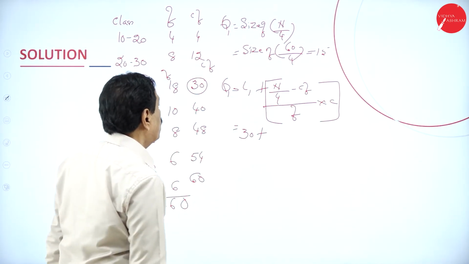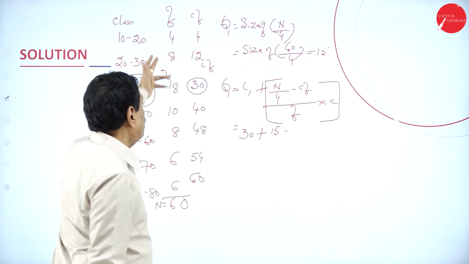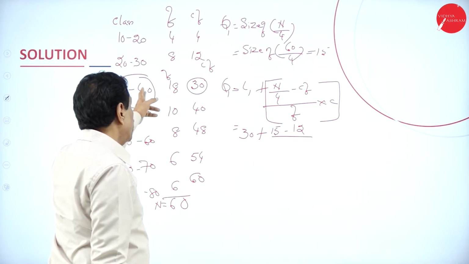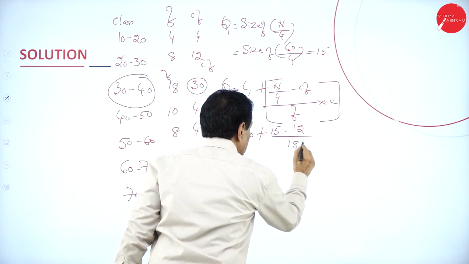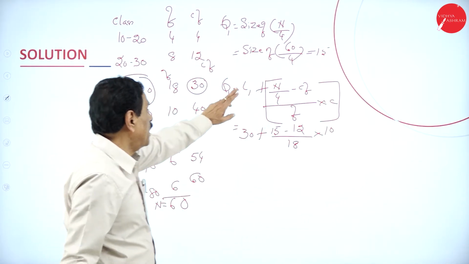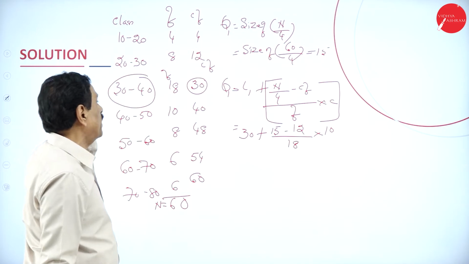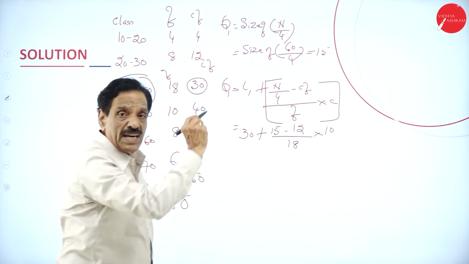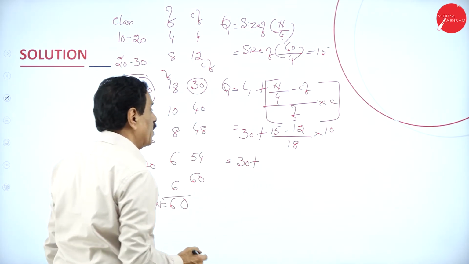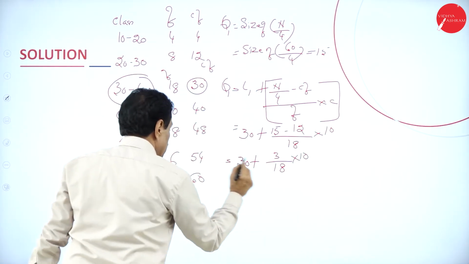30 plus, what's your N by 4? 15. Behind your 15 is behind frequency, 12, divided by your constant frequency, 18, into your class, 10 to 20, means 10. I will repeat. Your N by 4 is 15. Behind the CF is 12 divided by constant frequency 18 into class 10. I think you understand. So 30, 15 minus 12 is 3 divided by 18 into 10. This is 30.